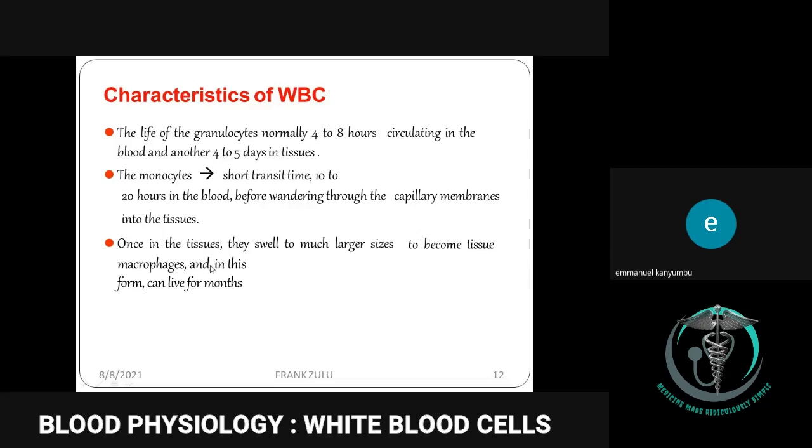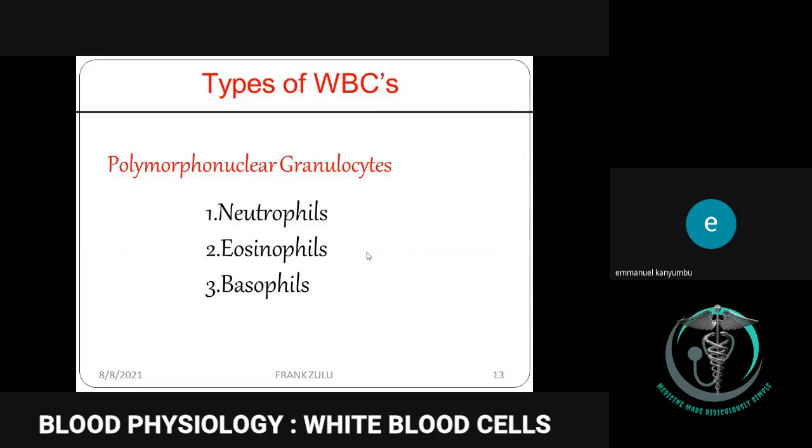Okay. So after diapedesis, we defined it as the movement of the white cells or the cells of the immune system from the capillaries into the tissues. And that is what causes them to become larger, or increased in size, for them to be able to perform their function.